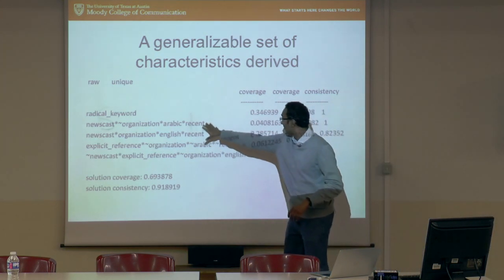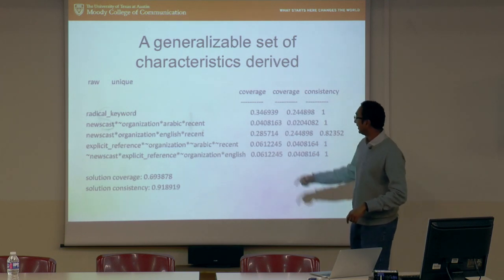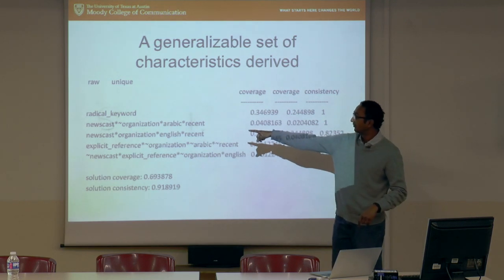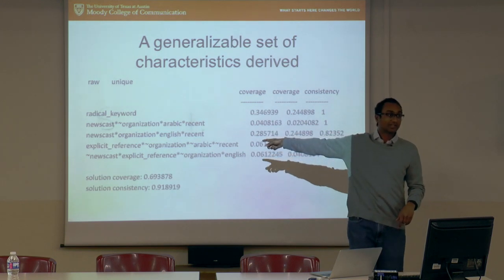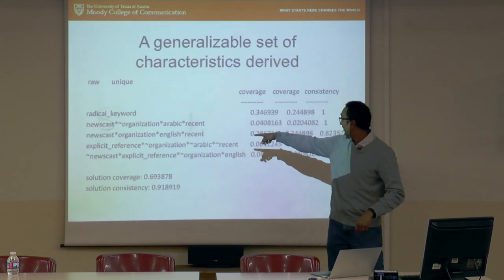And then all these other combinations, right, added together made a set of 69%. So these are a lot smaller. 28% is explained by if the video was a newscast by an organization, was in English, and was recent. Okay, so that's an and.